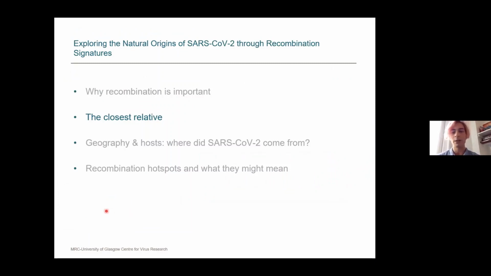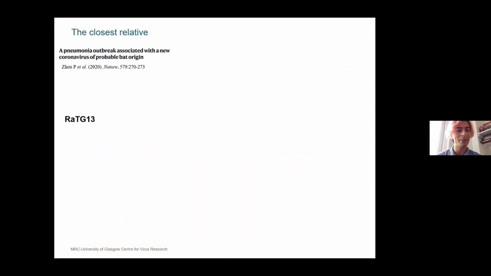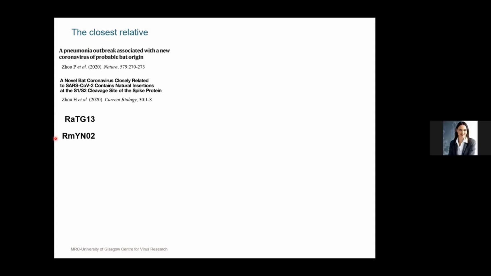So then what do we see out of these maximum likelihood phylogenies? I'll start off by naming the closest ancestors, closest relatives. So RATG13 is one of the viruses that was one of the first ones to be discovered early in the pandemic, followed by ARM102, which has a cooler story because it has a recombinant bit around spike.